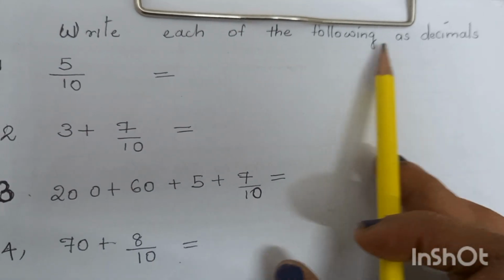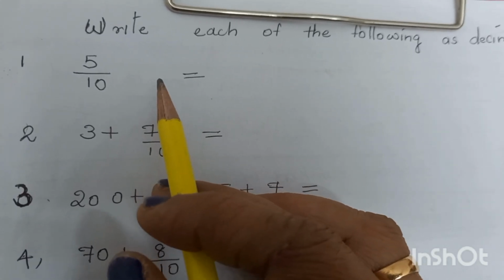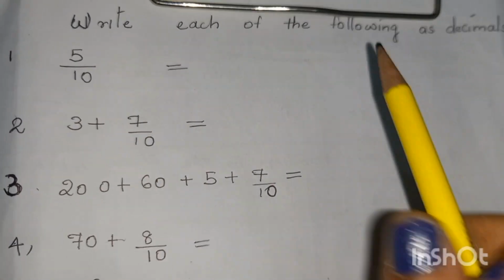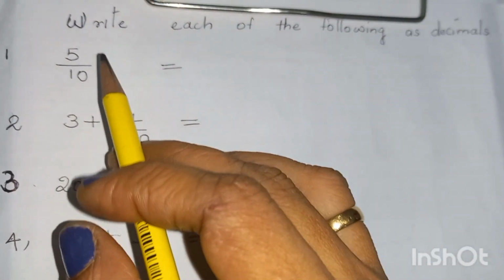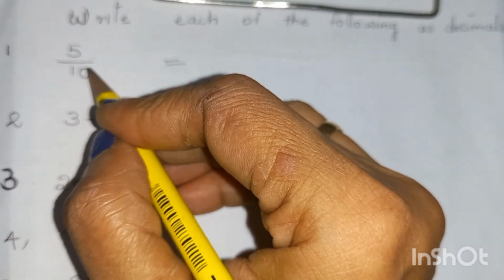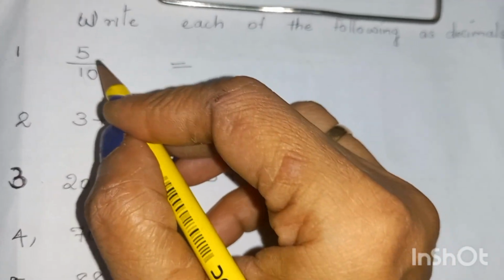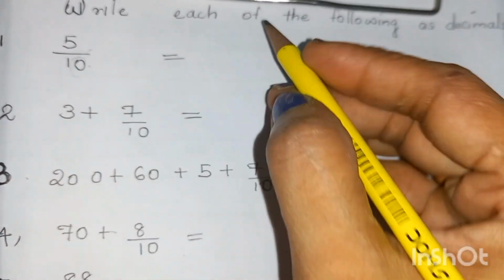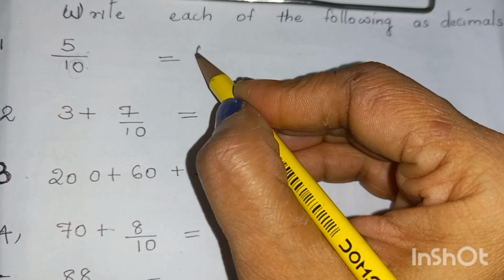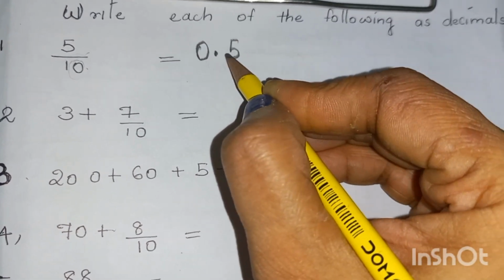Write each of the following as decimals. So 5 by 10, isn't it? So 5 by 10, how can we write? How many zeros in the 10? This is 10, right? In the denominator you can see 10. So how many zeros are here? Only one zero. So only one decimal point, 0.5 we can write, isn't it?